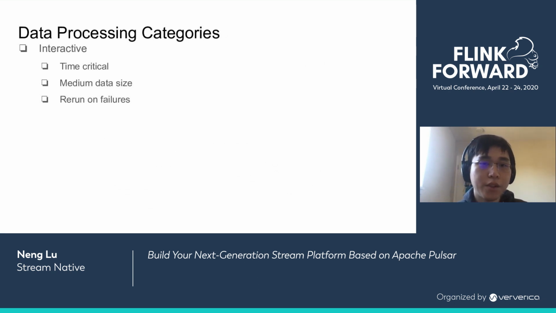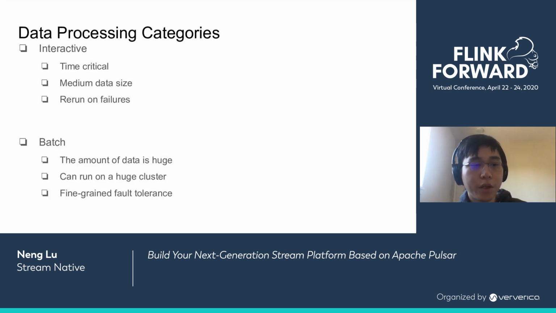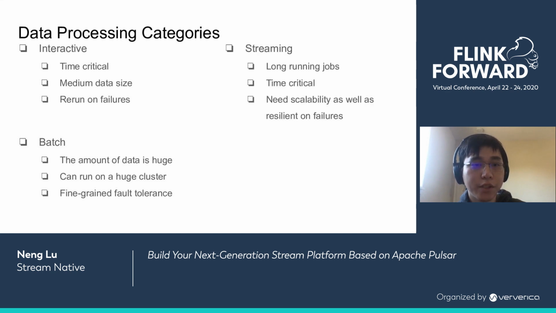For data processing, we identified four different categories. The first one is interactive. The example is Presto. You can use that to do time-critical processing on medium data sizes, and it will return on failure so that you can retry. The other one is the batch system. Basically you process a huge amount of data utilizing a large cluster to do the processing, as well as providing fault tolerance guarantees.